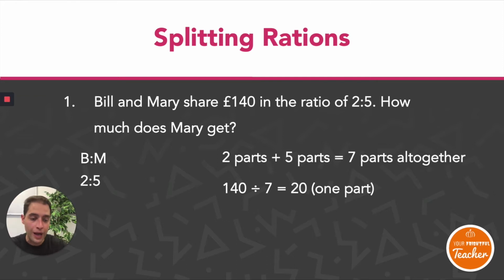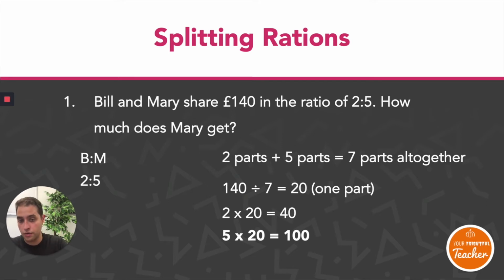And we know that Bill has 2 parts. So that means it's 2 times 20. We're going to times 2 by the value of 1 part, which gives us 40. And we know Mary has 5 parts. So how much does Mary get? Well, it's 5 times 20, 5 parts times the value of 1 part, which equals 100.